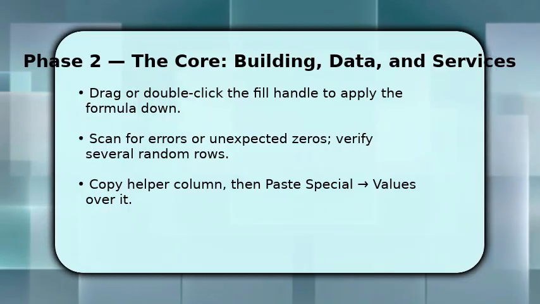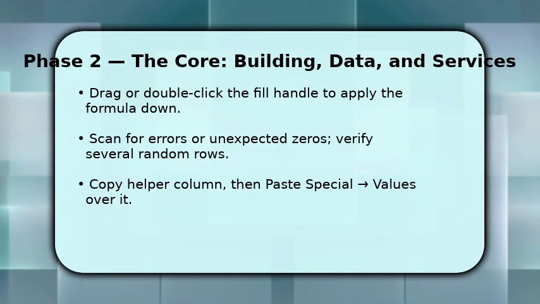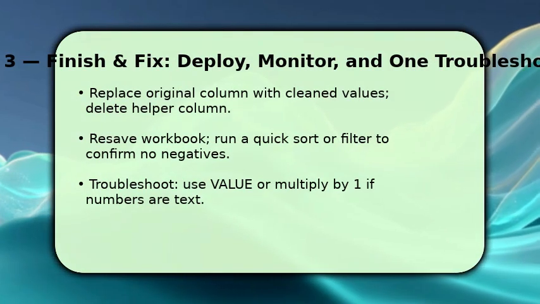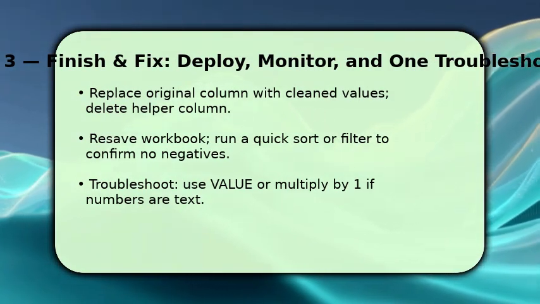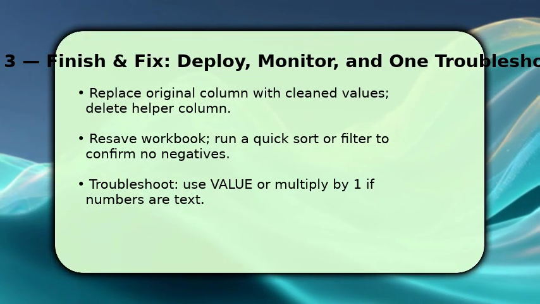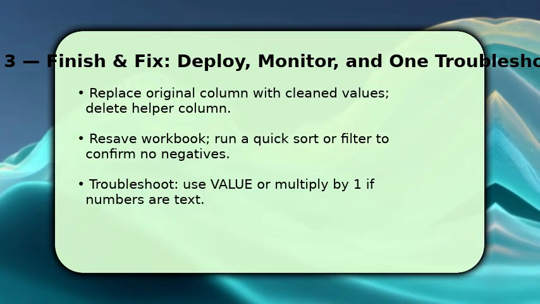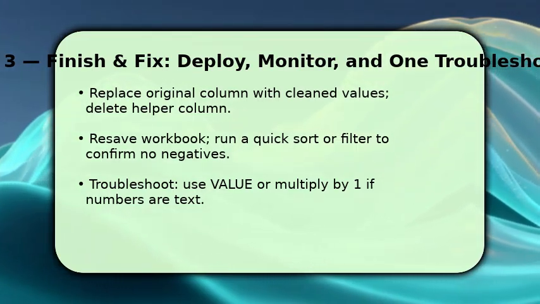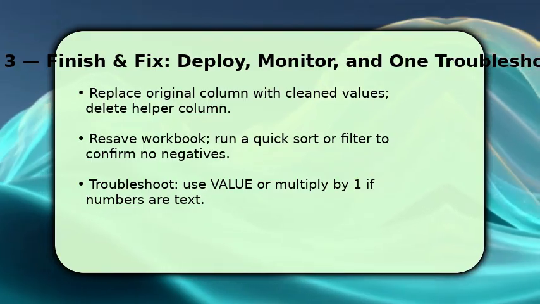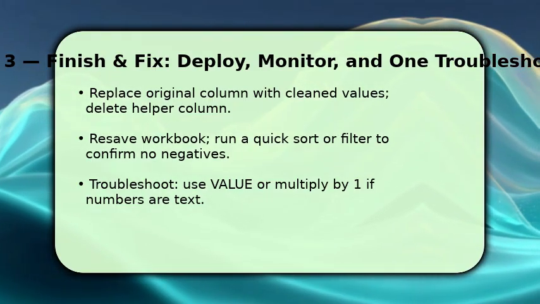Now, select the cleaned values, copy, then paste them over the original numbers column using Paste Special > Values, so you replace negatives with zeros. Delete the helper column and resave your file. To confirm, apply a filter or sort to ensure no values are below 0. This gives a final verification.